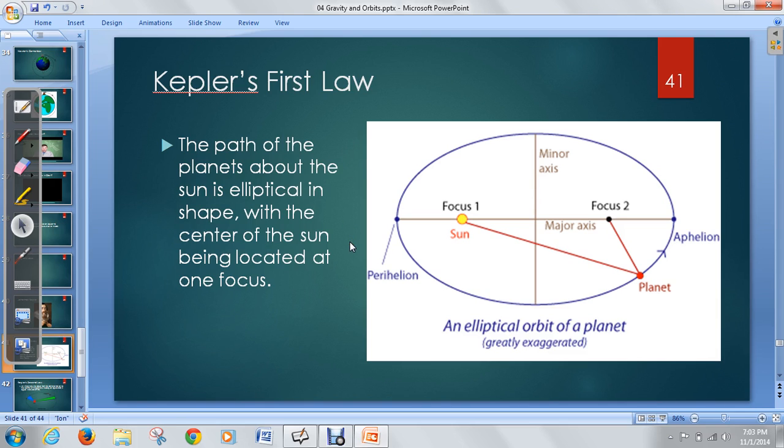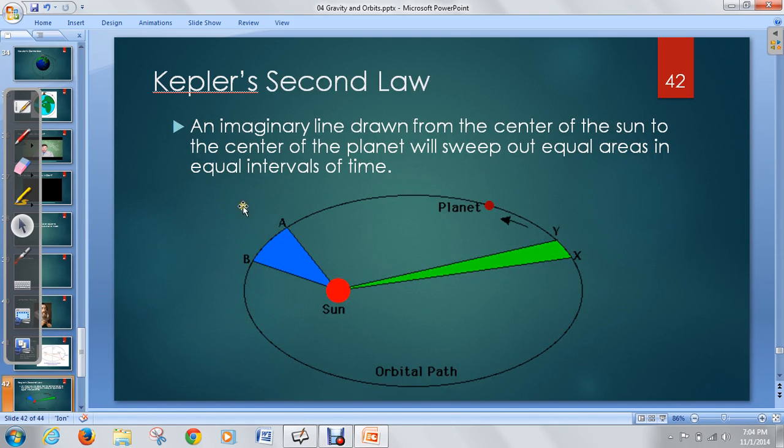If you've taken a geometry class, you've probably learned about ellipses and focuses. If you haven't, don't worry about it. The main thing I want you to realize is that Kepler was able to show that planets move in ellipses, not in perfect circles, like a lot of people expected at the time. That's his first law. Planets move in ellipses.